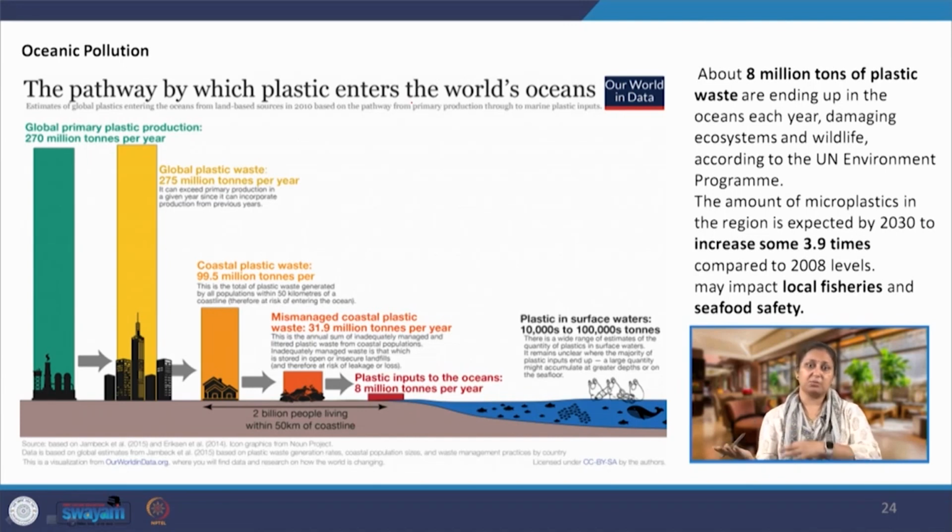It is sometimes coming back to the food chain, into the human food chain, and it is impacting our lives too, but this has impacted our oceans negatively like anything.